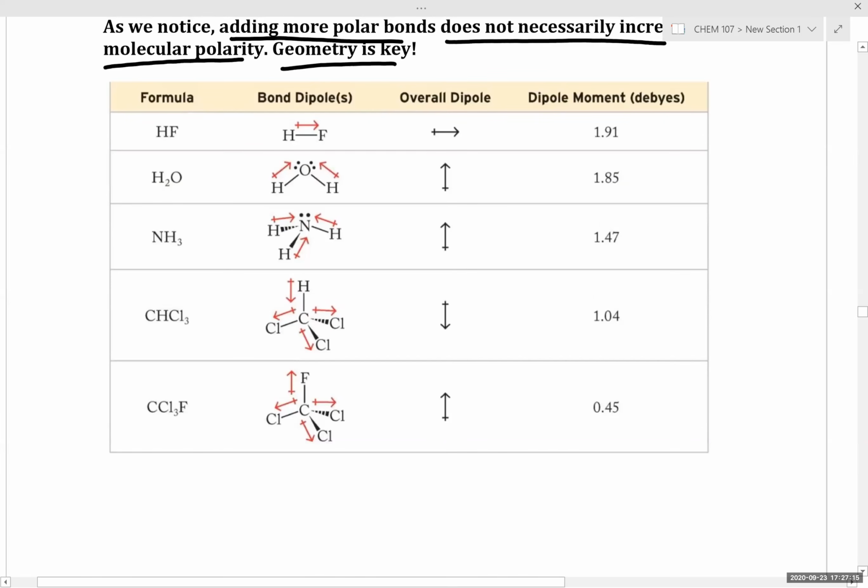So this is part of why we focus a lot on the geometry. Lone pairs affect our geometry and affect how our bond dipoles are arranged in 3D space.